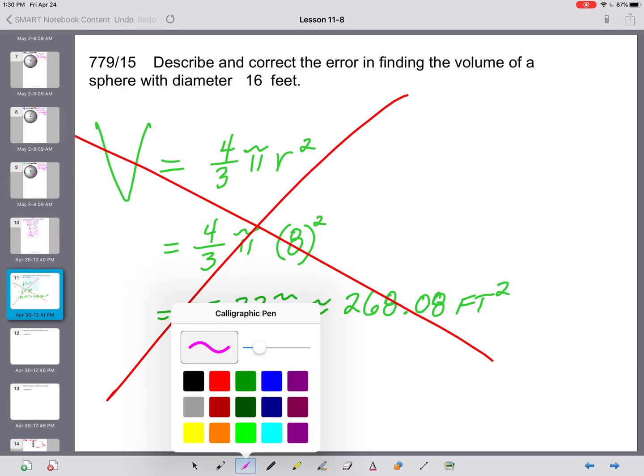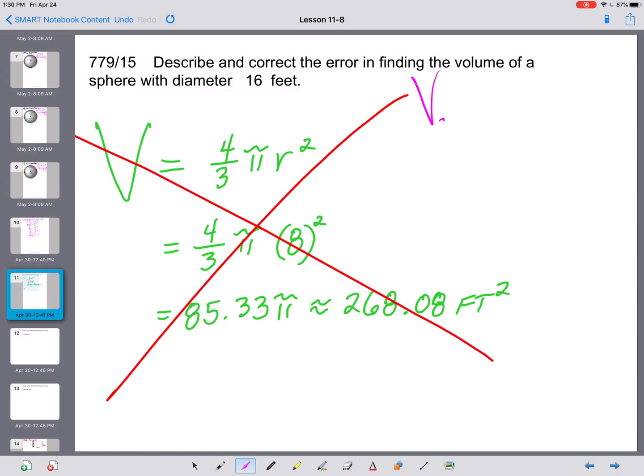From our formula sheet, the volume of a sphere is 4/3 pi r cubed. Does that make a difference? Yes, it makes a big difference. They did use the correct radius: if the diameter is 16, the radius is 8. So it's 4/3 pi 8 cubed.